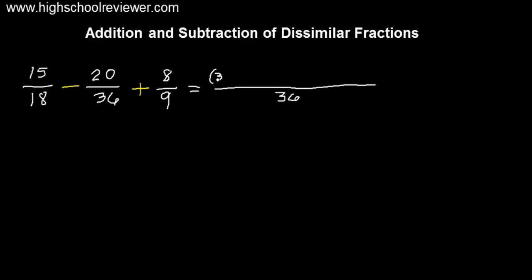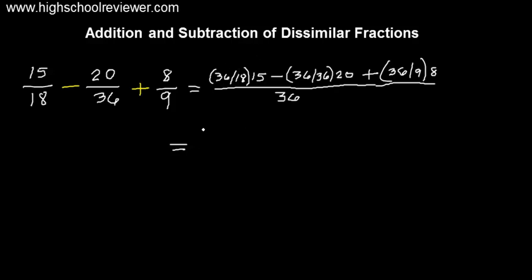We will put it here, 36 divided by 18, and multiply the quotient by the numerator, which is 15. And the first operation is subtraction, so minus 36 divided by 36, and then multiply by the second numerator, which is 20. And we have the addition, so plus 36 divided by 9 multiplied by the third numerator, which is 8. 36 divided by 18 is 2. 2 multiplied by 15, that is 30.